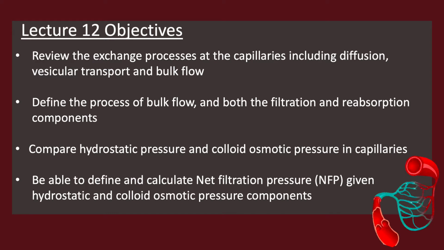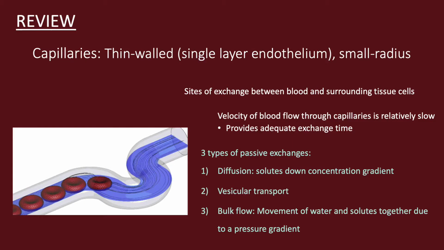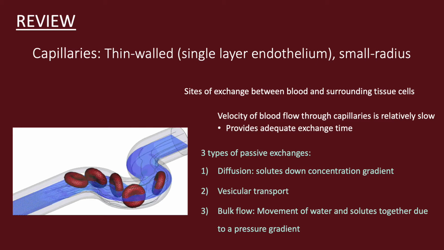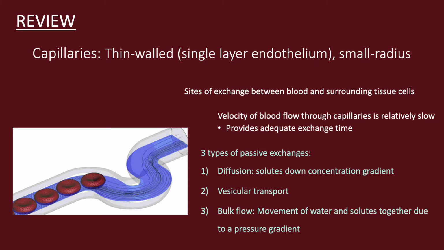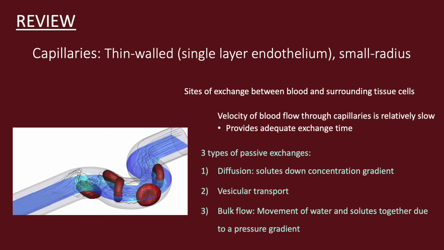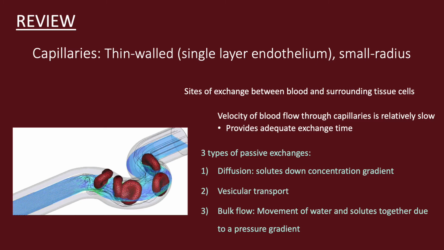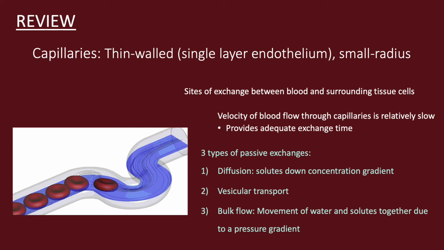We'll begin today by reviewing the exchange processes we discussed previously that occur at the capillaries, including diffusion, vesicular transport, and bulk flow. It's been a couple lectures since we've spoken specifically about capillaries, so here's a quick review before we delve into it today. Remember the capillaries, they are thin-walled. There's a single layer of endothelium, and they have a small radius. And we can see the cells there moving in rouleau and single file through that vessel. The purpose of the capillaries is to allow for efficient exchange of gases, nutrients, waste, and even hormones. And that exchange process, as we mentioned before, includes diffusion, vesicular transport, and bulk flow. So let's look at those now individually.